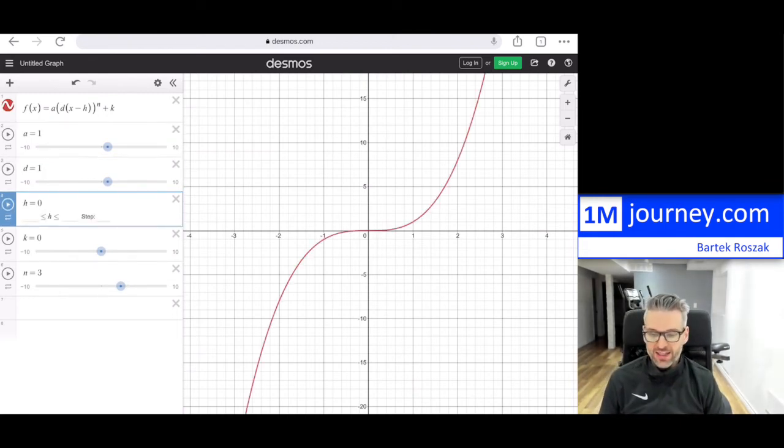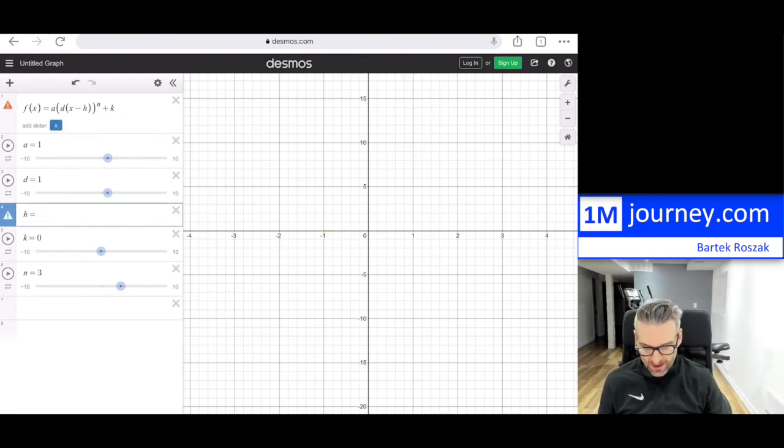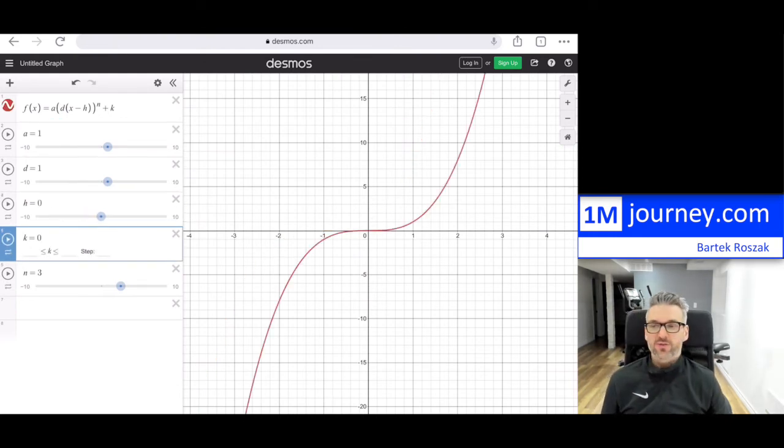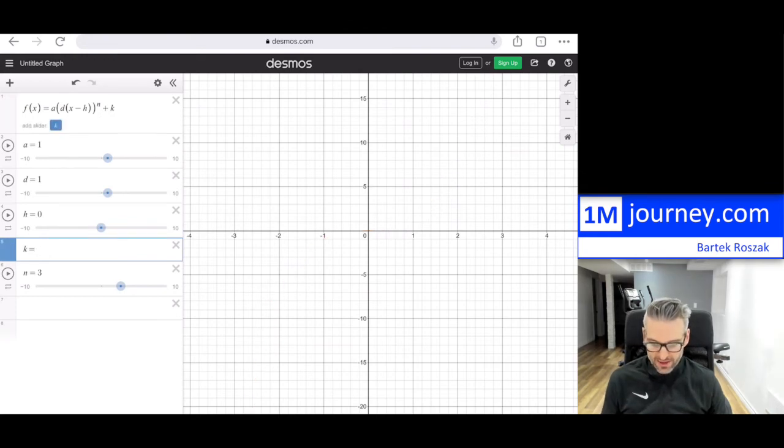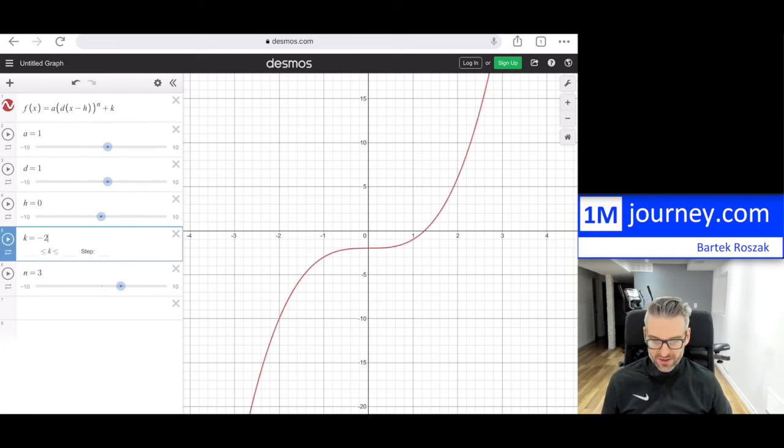And then my h, if it's positive, it's going to get shifted to the right. If it's negative, it's going to get shifted to the left. So here, say if I put it at 2, notice it got shifted 2 places there. If it's negative 1, it's going to get shifted in this direction. And then the same thing for k. So now positive, it moves up. So let's bring it up, let's say by 3. Or if it's negative, it will move down, and that's what happens.